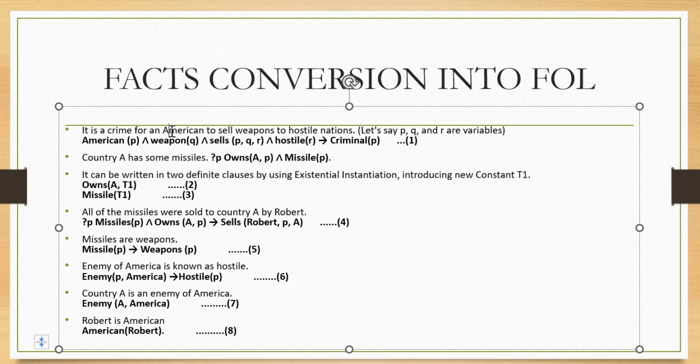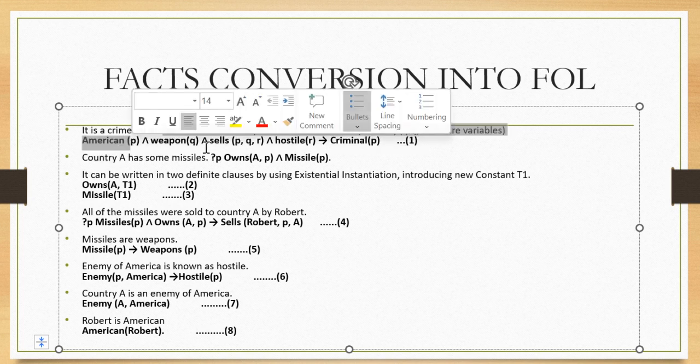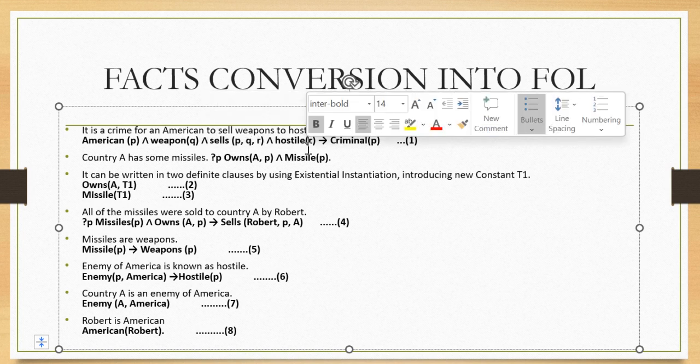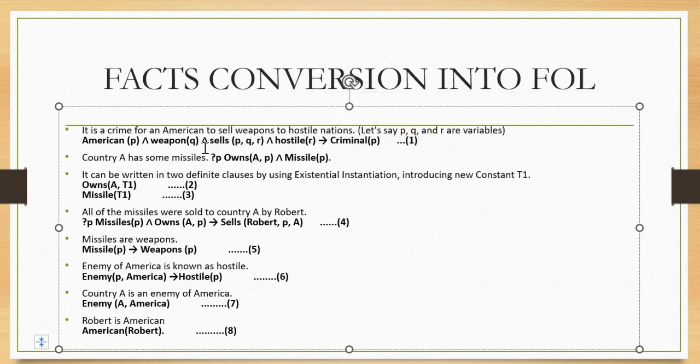American we are giving as P, weapon we are giving as Q, and hostile we are giving R. So who is selling? American sells weapons to the hostile nation. This is how we are framing. We have to prove that it is a criminal action, so criminal of P. Next, country A has some missiles, which means they own some missiles. So owns of A comma T1, what they are owning? Missiles of T1.